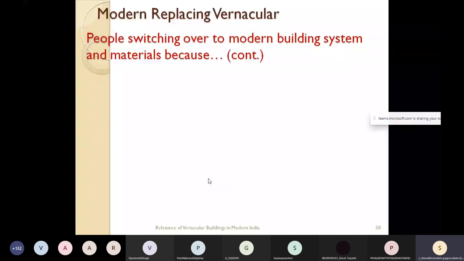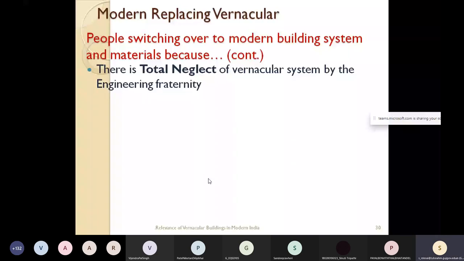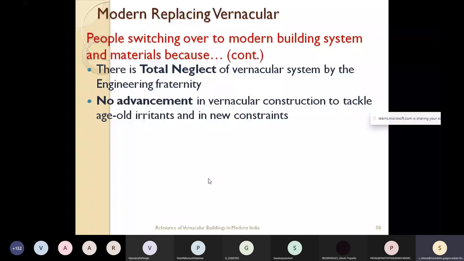Some more things. There's total neglect of vernacular systems by the engineering fraternity. No advancement in vernacular construction to tackle age-old irritants and new constraints. Sure, every building system has irritants, just like the modern systems. And these irritants have to be tackled. So if there is a leakage problem, if there's a timber sagging problem, then we have to do something about it. If we don't, then people are forced to abandon it.